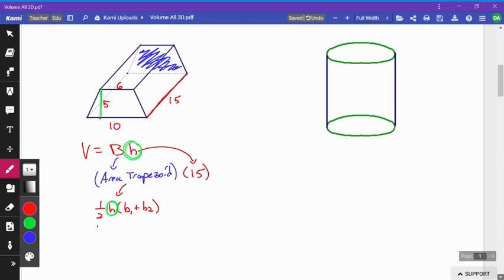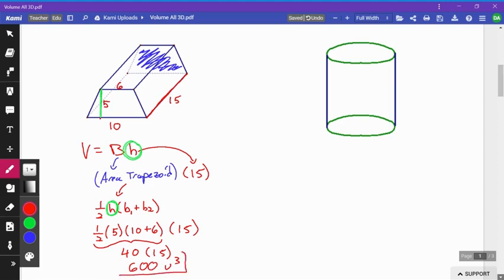So now if I plug everything in, it's 1/2, the height is 5, base 1 is 10, base 2 is 6, and I am multiplying all of this by 15. So this is going to give me a 40, and times 15 is going to give me 600 units cubed. And that's how many cubes will fit inside that shape.